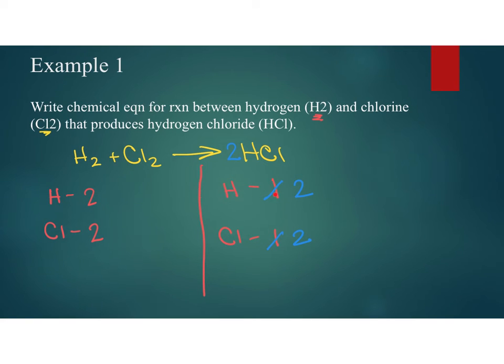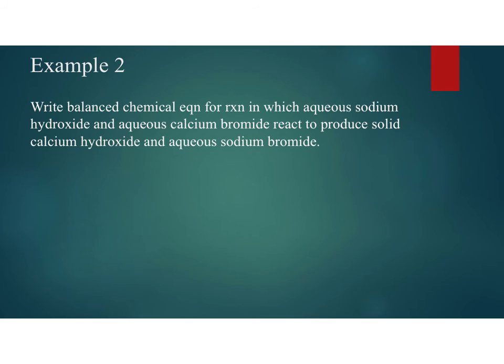So now, because my hydrogens both have 2 and my chlorines both have 2, that tells me that I'm balanced, and I can see that I have 2 chlorines here, 2 hydrogens here, 2 chlorines here, and then I end up with 2 compounds or 2 molecules of HCl.